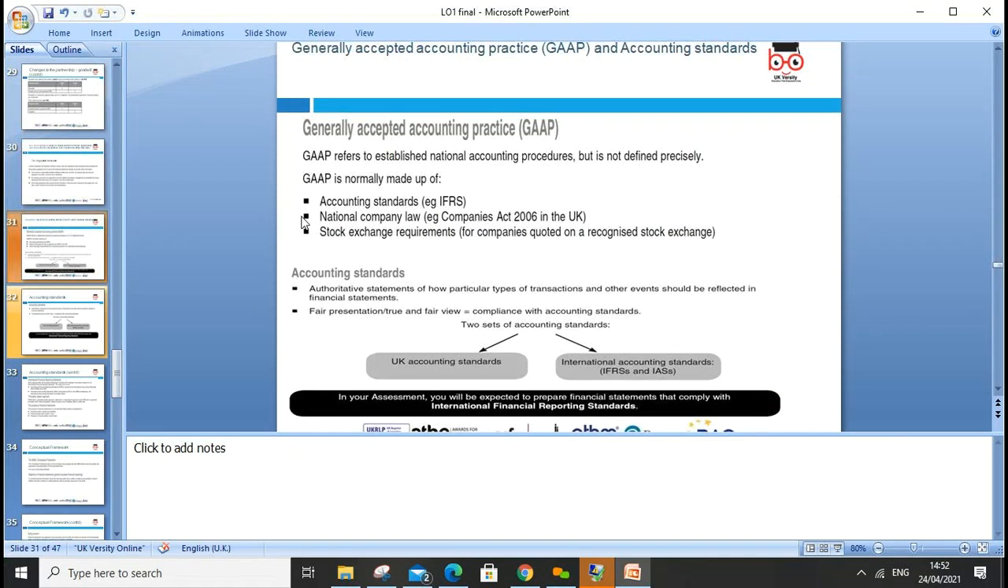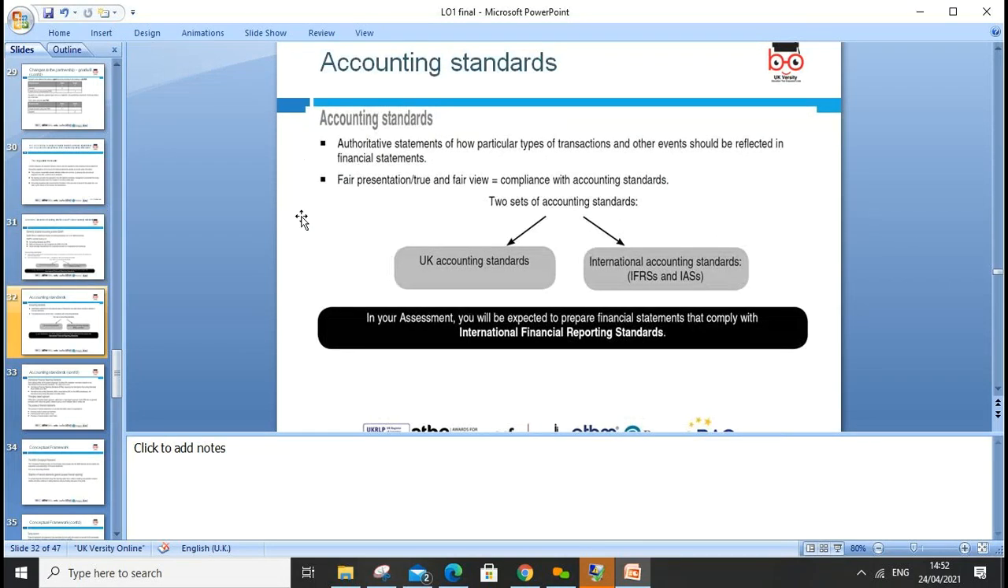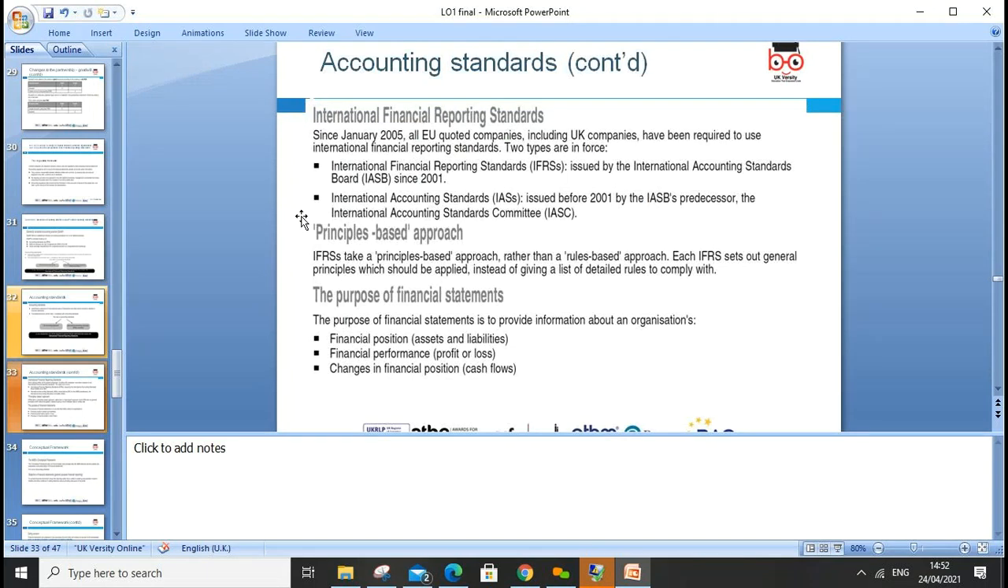So when we change, we have to look at GAAP, generally accepted accounting practices in the UK. We need international accounting practices. We need to look at the company in question. We need to follow the Companies Act as well. Okay, accounting standards. We need UK accounting standards and international accounting standards, and this can also impact the layout. Then international financial reporting standards, we have EU ones and all international ones as well.